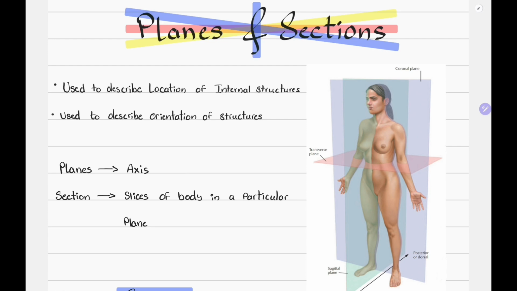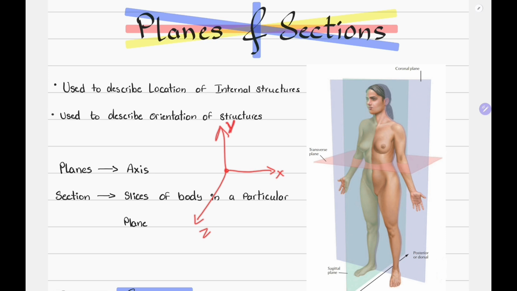Coming to the terminology, what do planes mean? Planes are the axes. You must have already covered this in your physics and chemistry classes: this is the y-axis, this is the x-axis and this is the z-axis. These are also axes, and planes correspond to these axes. So if I draw this once again, this is the x-axis, this is y, and this is the z-axis.